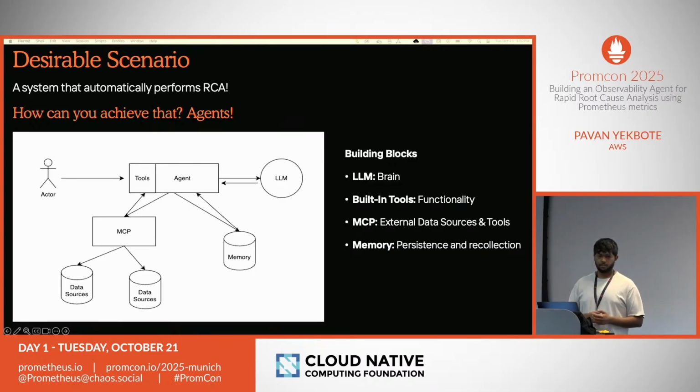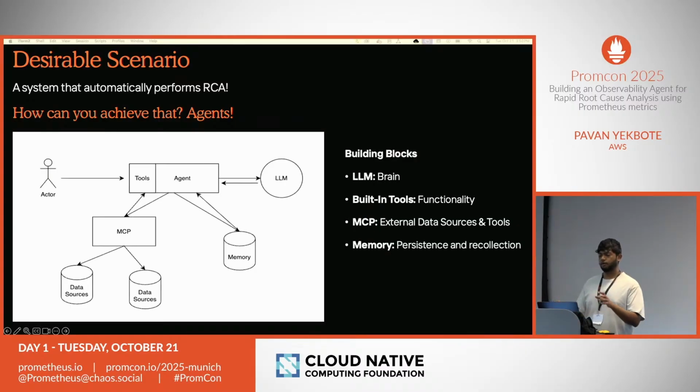And how can you achieve that? Well, you can use agents to do that, right? This is a typical agentic architecture. You have an LLM, which acts like the brain. You have built-in tools, which gives functionality to the agent. You have an actor, which is obviously providing the question or the details or context about the system. You have MCP, which is a protocol that allows you to talk to multiple data sources.